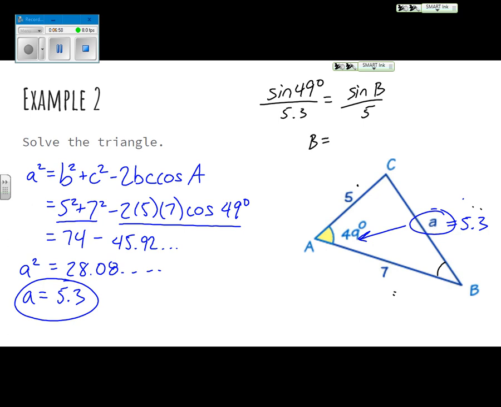I'm going to kind of skip the steps on the board. I'll write down the first step. So I'm going to do 5 sine of 49 degrees equals 5.3 sine of B. Now, I'm looking for angle B on this one. So whenever I do 5 times sine of 49 degrees and divide it by 5.3, first of all, you don't have to worry about an ambiguous case or 0 triangles or 2 triangles with any of these types of problems. That's only reserved for the side-side-angle problems that was in a previous video.